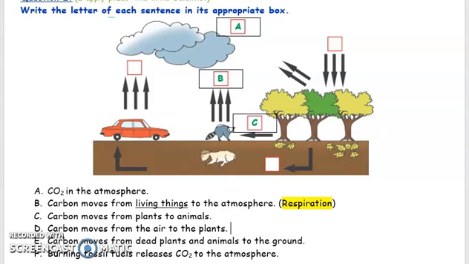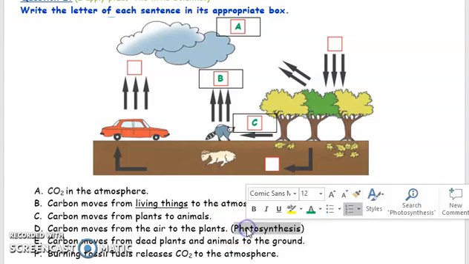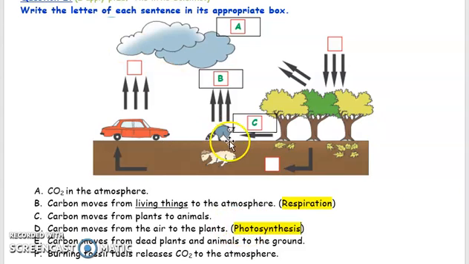So plants now are taking carbon dioxide. This is the photosynthesis process. Plants use carbon dioxide to produce their own food. And this is happening right here. The trees are using the carbon dioxide from the atmosphere, so this is D, to produce their own food.